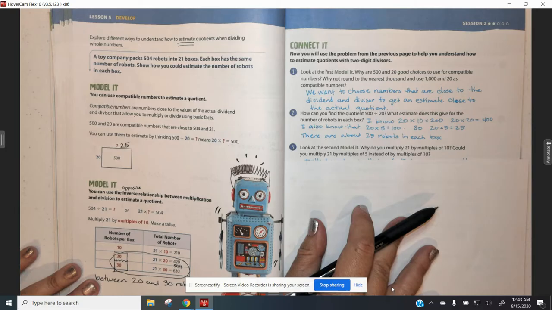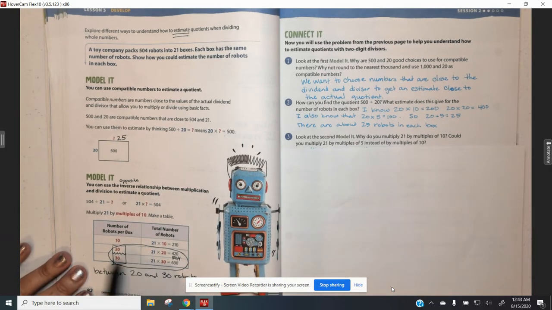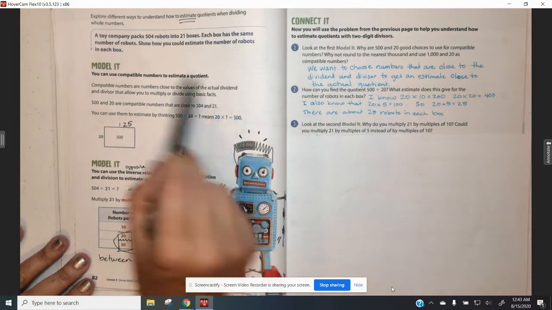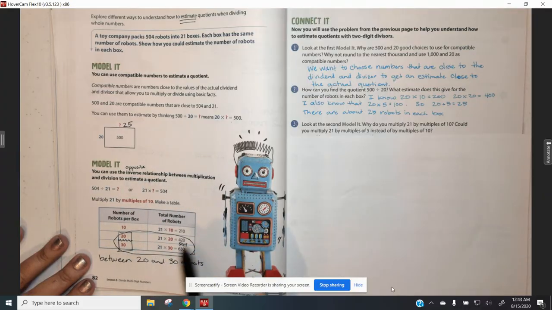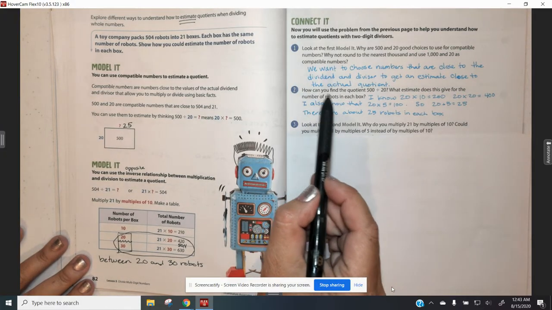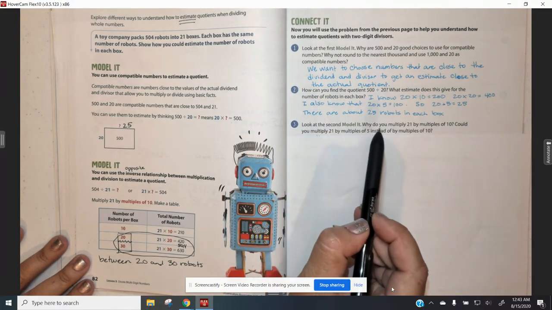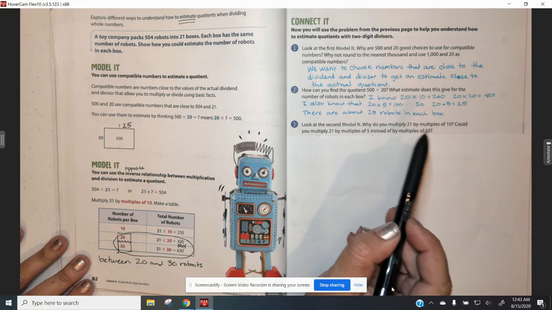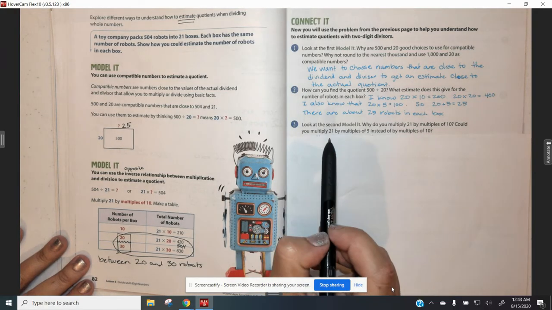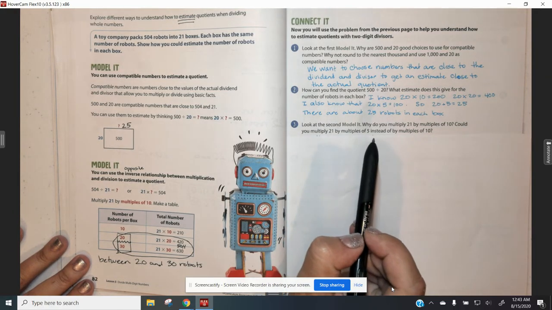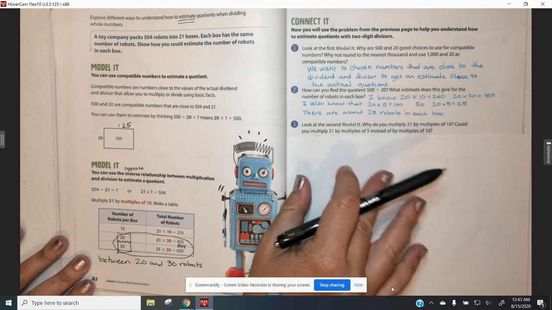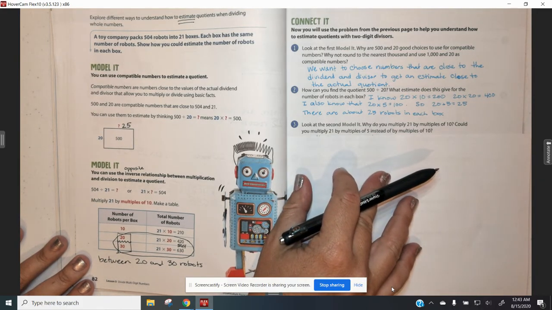For number 3, look at the second modelet. So now we're just talking up here about the compatible numbers. Now we're talking about using the inverse relationship and the multiples of 10 chart. How can you look at the second modelet? Why do you multiply 21 times multiples of 10? Could you multiply 21 by multiples of 5 instead of multiples of 10? What do you think? Go ahead and pause your video and write your answer.